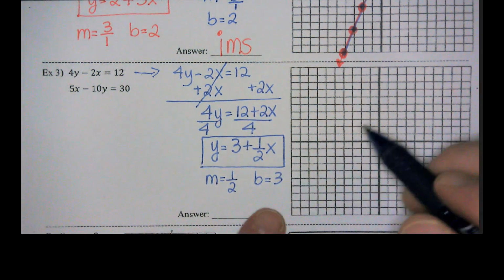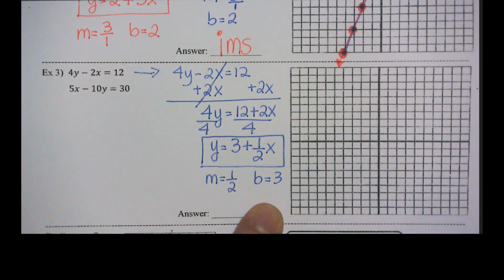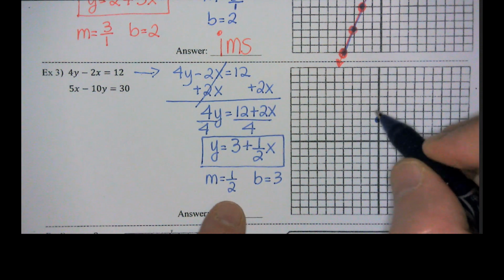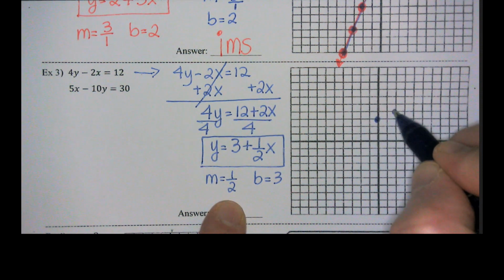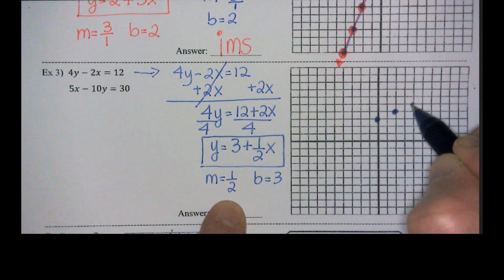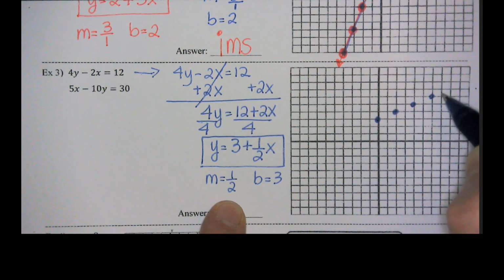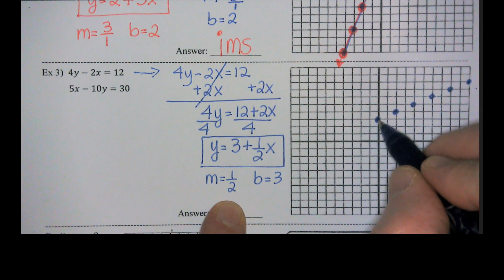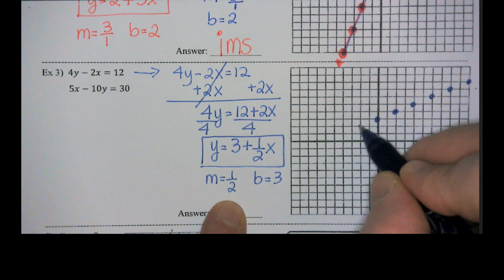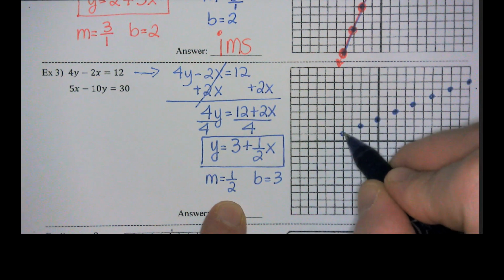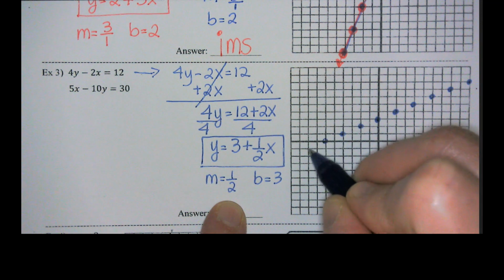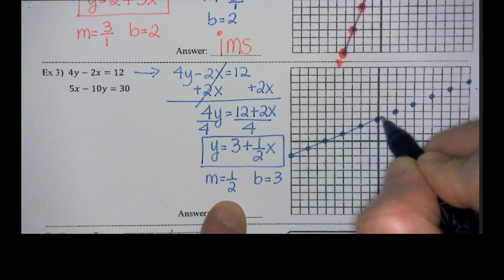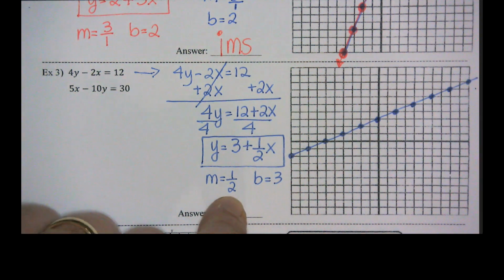Okay, very good. So now I identify my slope and my y-intercept. My y-intercept is going to be a 3. And then from there, I'm going to go up 1, 2 to the right, up 1, 2 to the right, and so on, and then backwards, down 1, 2 to the left, down 1, 2 to the left, and so forth. And that is my first line.